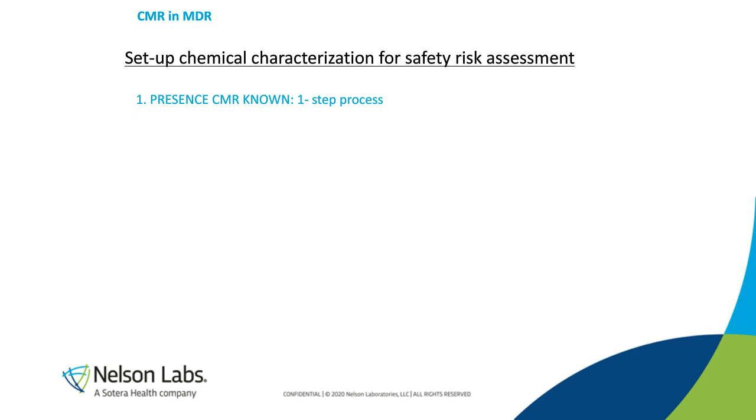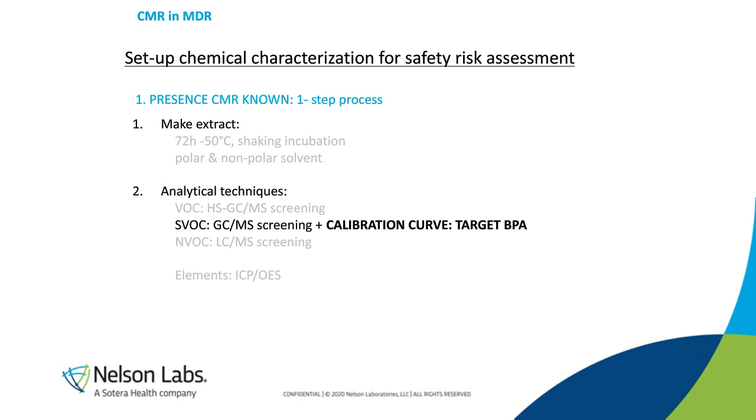So setting up one for the safety risk assessment for CMRs is very similar. We still make the extract, but this is for the identification, the targeted approach. So instead of doing a screening, we may just do one technique like this SVOC we have up there, and we do that calibration curve to target BPA. So that's the big difference between the screening and the targeted technique for CMR assessments.